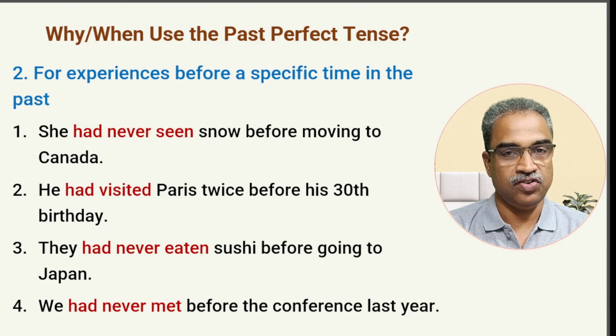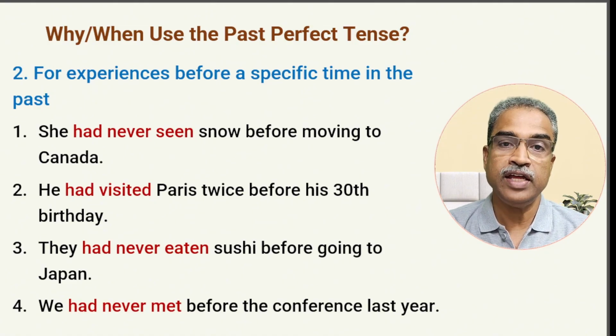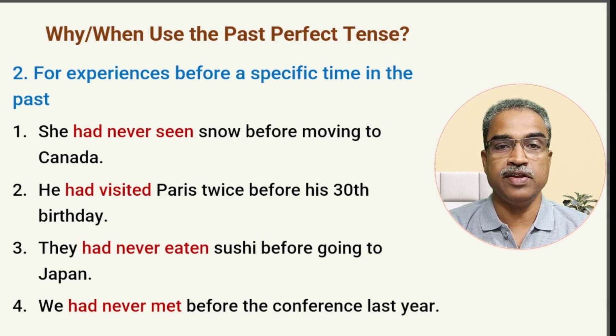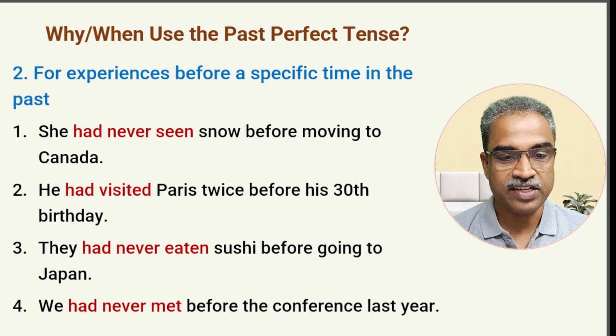past perfect. She had, saw, seen. She had seen. V3 form. Snow before moving to Canada. The specific time is her moving to Canada. Before that, something did not take place. That is, not seeing the snow. Let's see the next example.